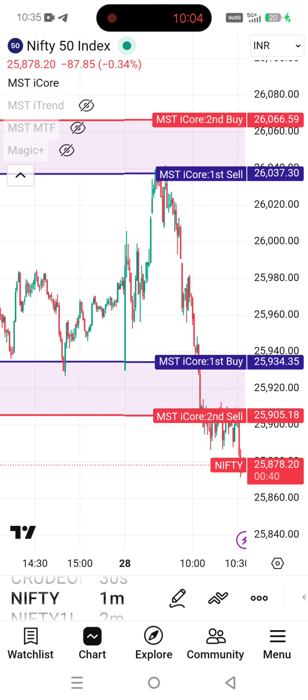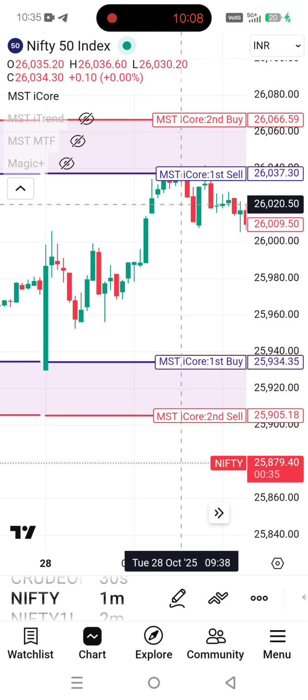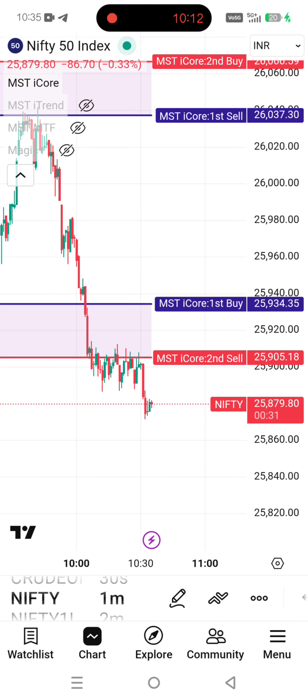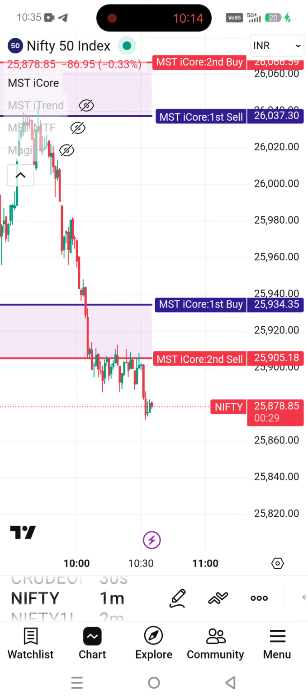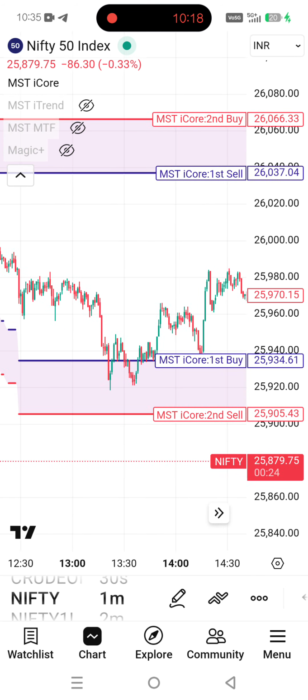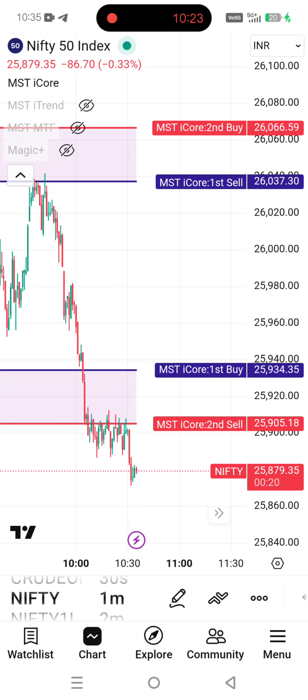And today the market has opened where? At our buy zone. From buy zone to sell zone, from sell zone to buy zone, all the targets hit. And second sell also activated and the market is continuing to fall more. And yesterday what happened? Yesterday buy got activated and all the targets hit. So this is how we have to trade.